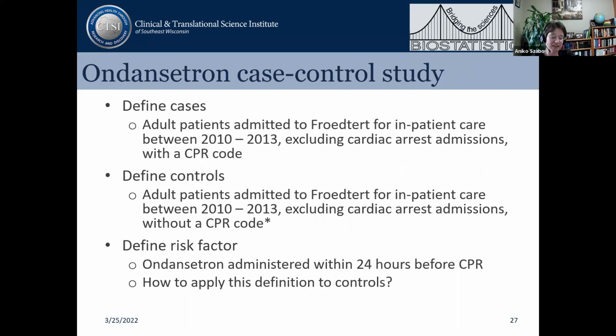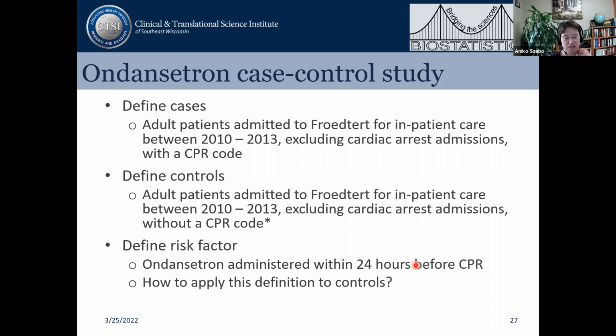So instead, we started thinking about doing a case control study. What would be the cases? Adult patients admitted to Freighter with the CPR code. That's easy. The controls would be the same kind of patients without the CPR code. I put a little star there because we will come back to this definition. Then what is the risk factor we want to study? It is ondansetron administered within 24 hours before CPR, because we think that's when ondansetron increases the risk.